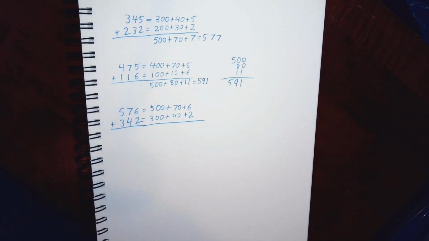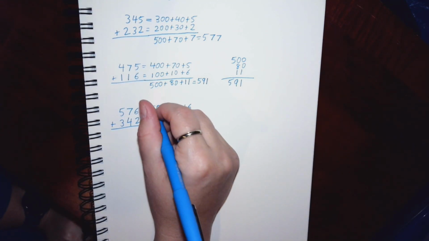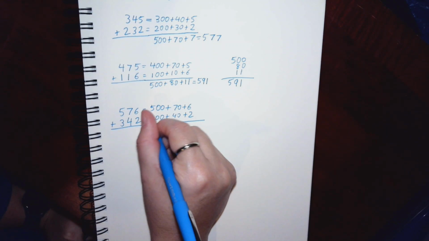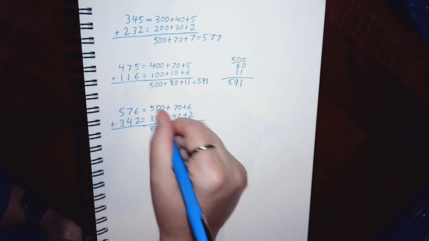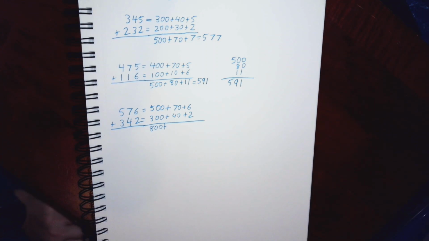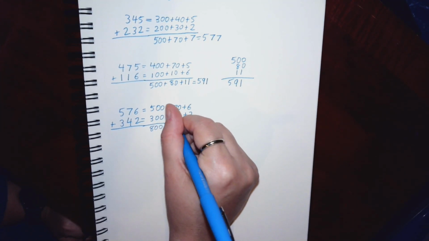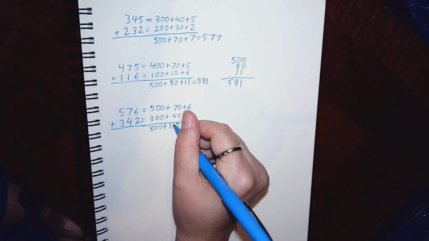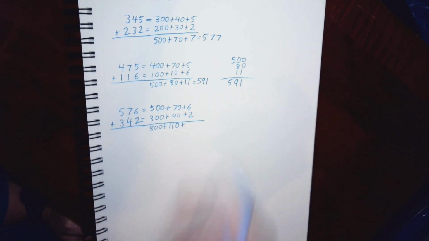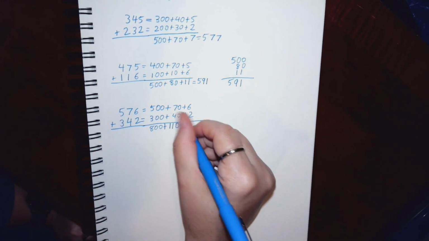Okay, so looking at this, I'm going to add my hundreds up. So I have 500 and 300, which would give me 800. I have 70 plus 40. Well, I know that's going to go over 100, right? Because we know 7 plus 4 is 11. But this is 70 plus 40, so I have to have that 0 to show the tens. So I have 110. So I still have the 7 plus 4 equals 11, plus the 0 in that ones place, okay? And then 6 plus 2 equals 8.